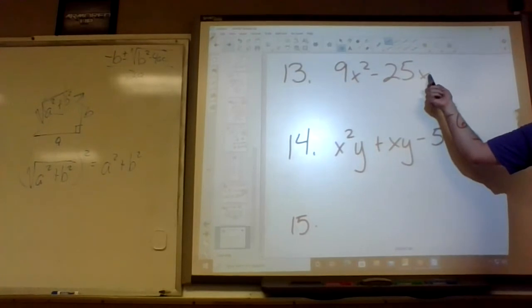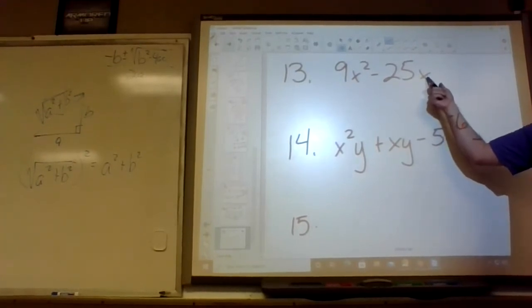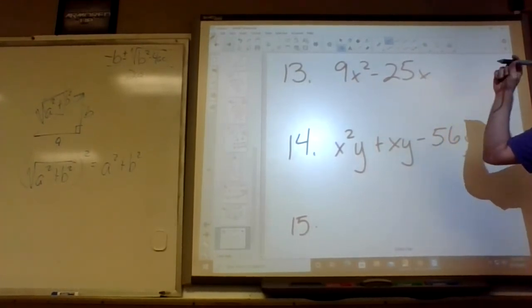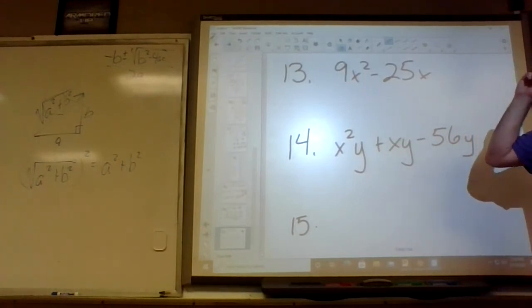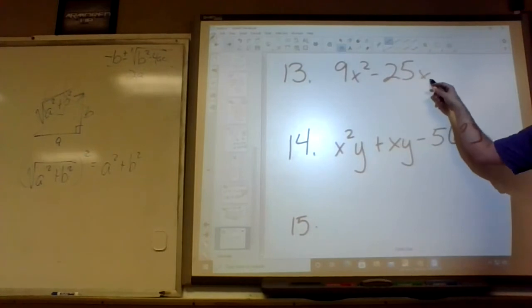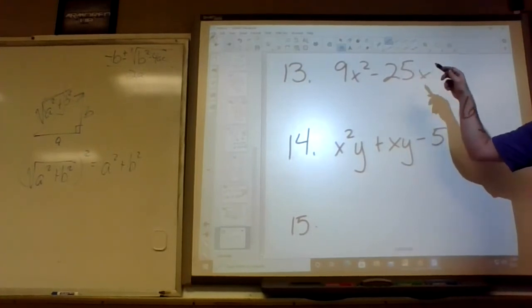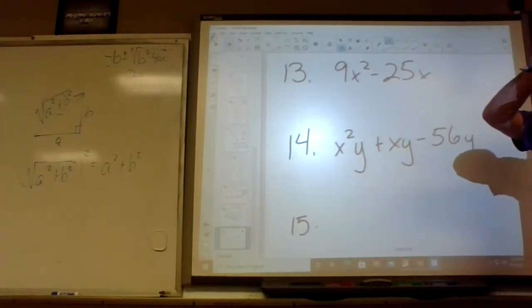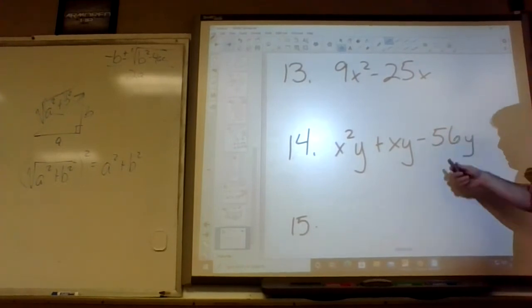Is x a square? No, it doesn't have a square root. So you can't do anything? No, it's not a square minus a square, because this doesn't have a square root. Take out x first. Take an x out. You can get rid of it.